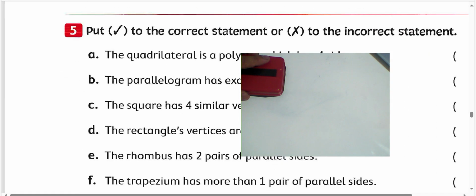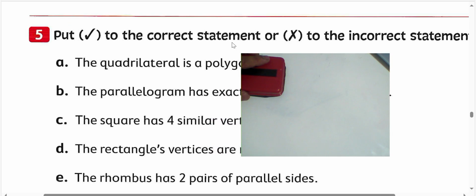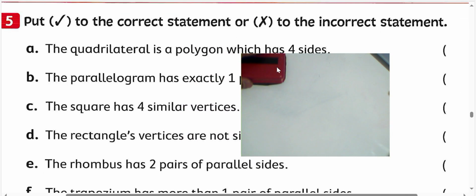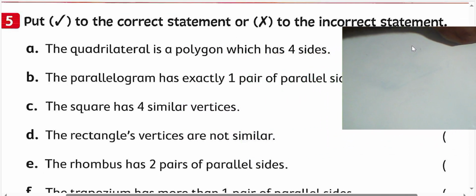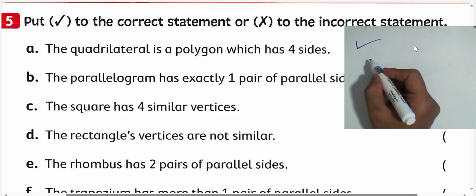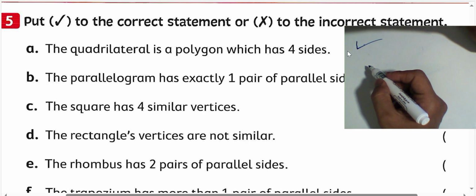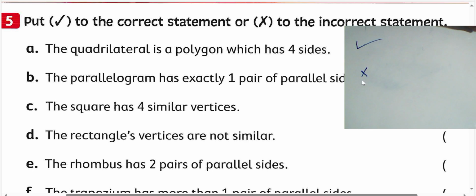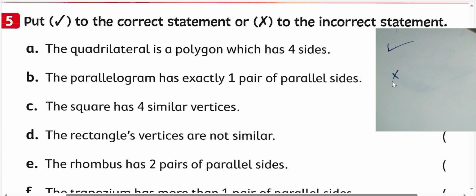Here, the quadrilateral is a polygon which has four sides. Yes, true. The parallelogram has exactly one pair of sides. No. Trapezium has exactly one pair of parallel sides, but parallelogram has exactly two pairs of parallel sides.